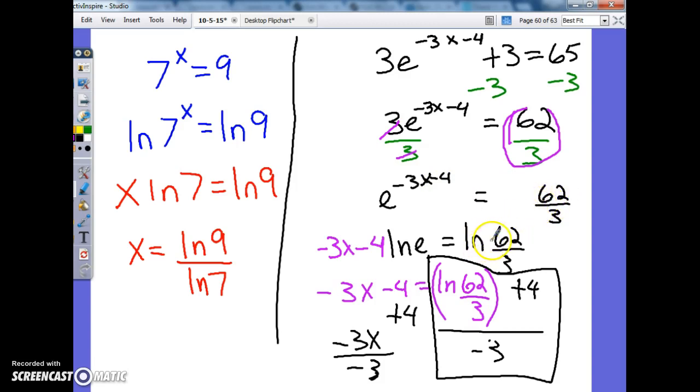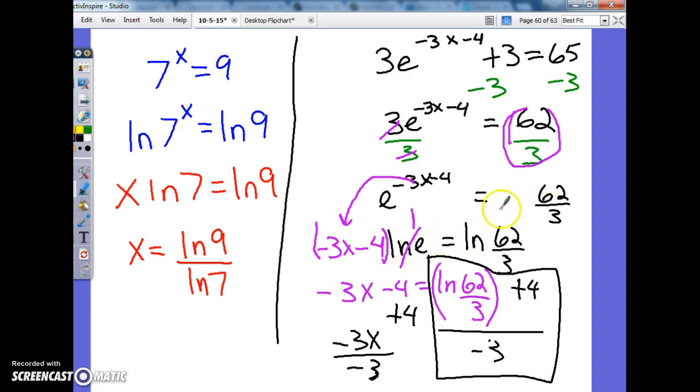I take the natural log of both sides. And you could take the common log, but you don't really want to when you're dealing with e. Alright, so that allows what? This exponent moves down here, negative 3x minus 4, and that's kind of like this factor here, times the natural log of e, which is 1. That goes to 1, okay? e to the first power gets me e.